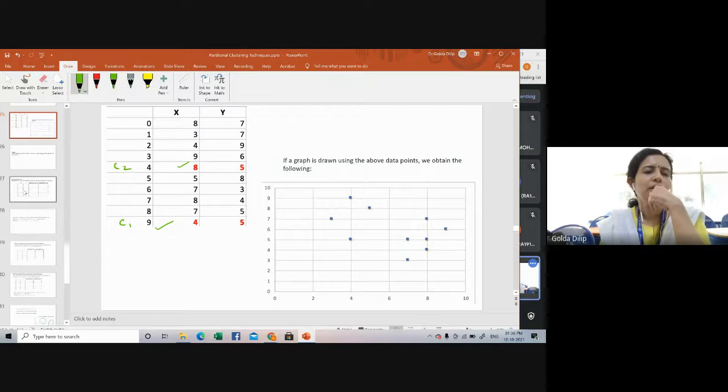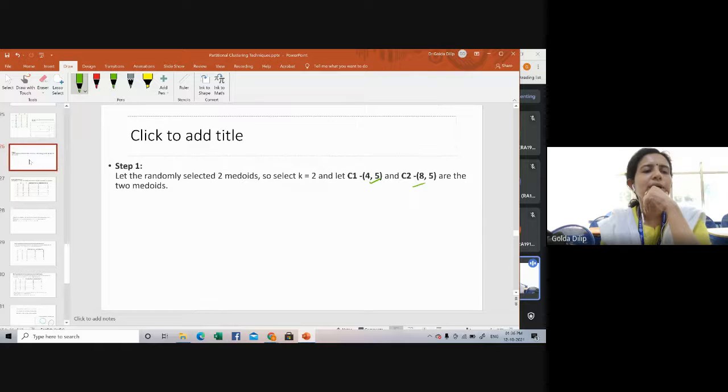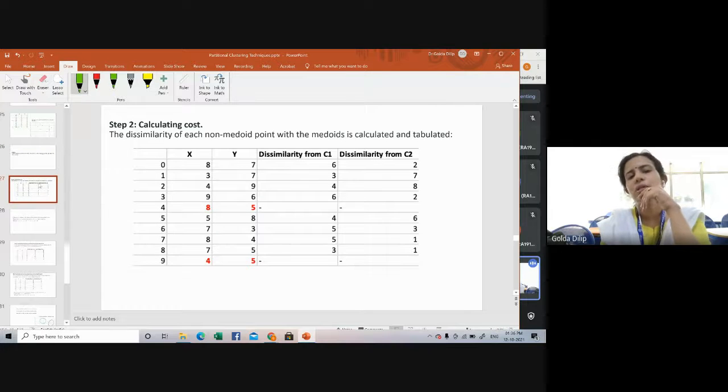Right. So the next step is actually the computation of cost. These are the medoids. This is C1, 4, 5. C2 is 8, 5. The dissimilarity of each point with the medoids is calculated and tabulated. Can somebody tell me how this value is 6 and how this value is 2?